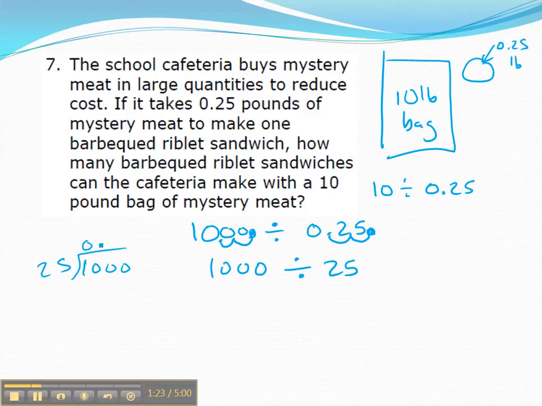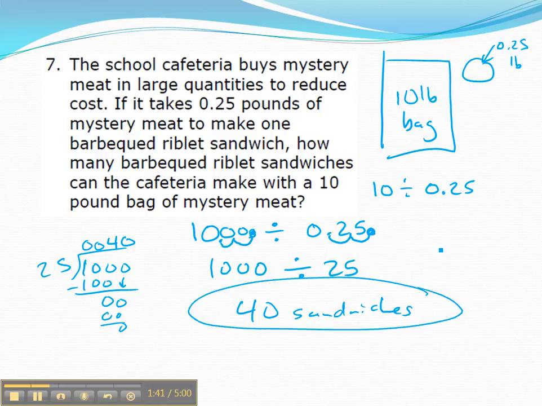0 25s in 1, 0 25s in 10. There are 4 25s in 100. 4 times 25 is 100. Subtract, you get 0, bring down the 0, and there are 0 25s in 0. So we can make 40 sandwiches.